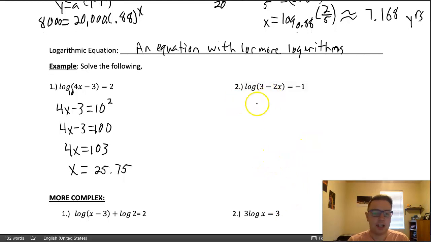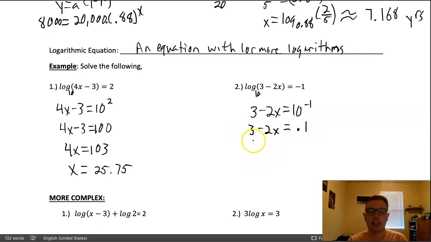For this one, we do the same thing. This is log base 10 of 3 minus 2x. So this becomes 3 minus 2x is equal to 10 to the negative 1. We take the base of our logarithm and make it the base of our exponent. Now 10 to the negative 1, if we have a negative exponent, we flip it, so this is the same thing as 1 over 10, or 0.1. So we have 3 minus 2x is equal to 0.1.